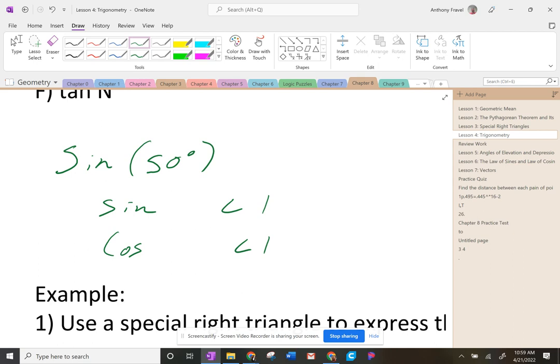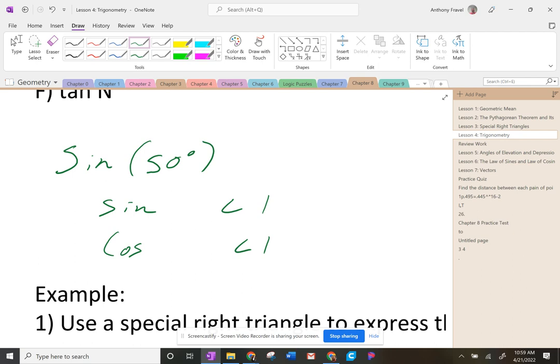Okay? Mainly because you're always going to have the adjacent over the hypotenuse, opposite over the hypotenuse. If one of the sides is ever bigger than the hypotenuse, something's screwed up. Okay? So just little things: if you ever get an answer that is bigger than 1 for sine or cosine, double check your math, double check you put it in right. Okay?